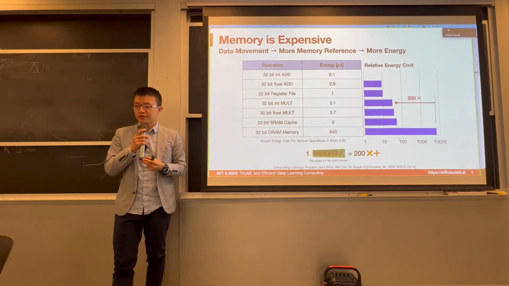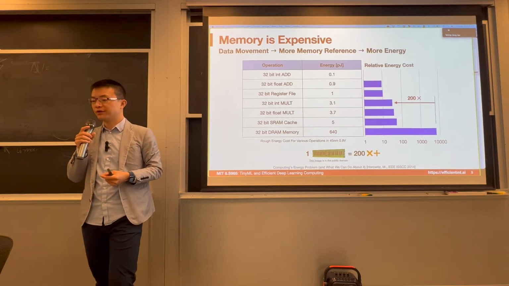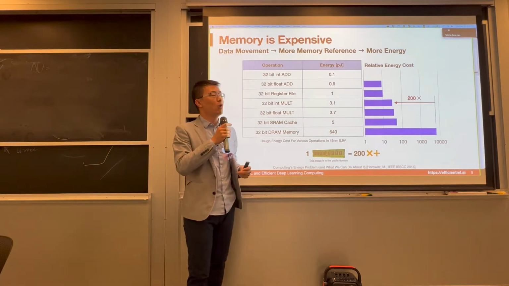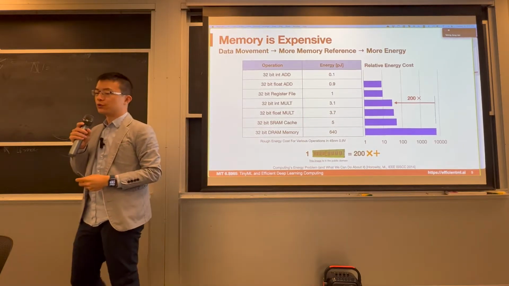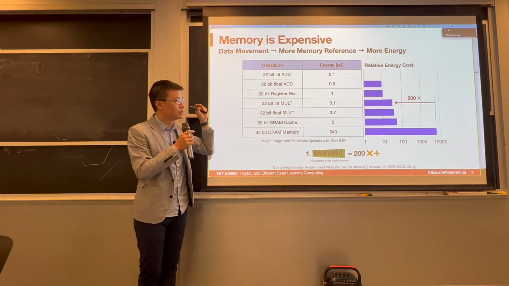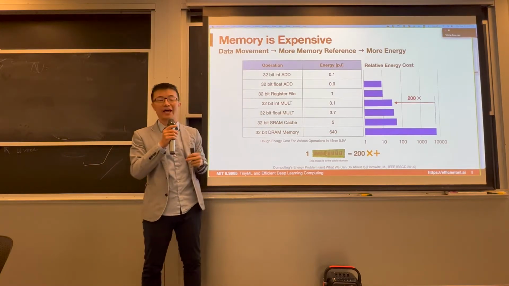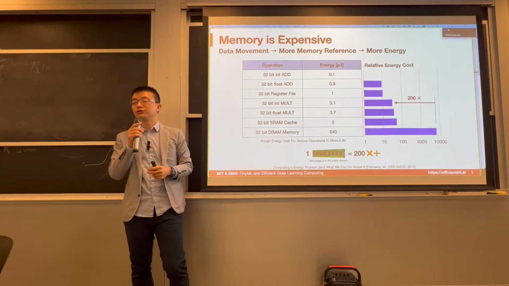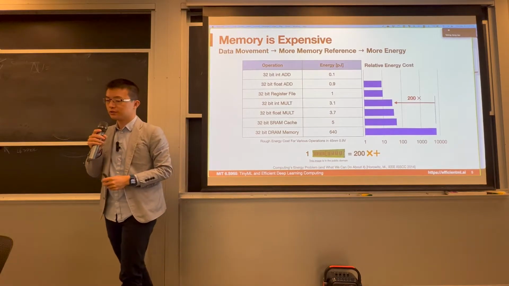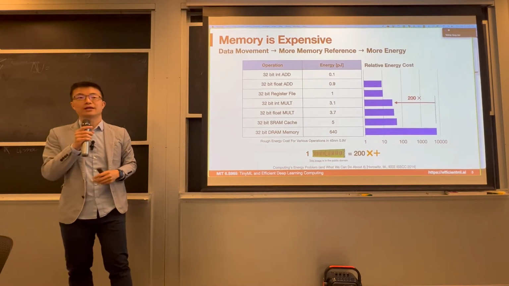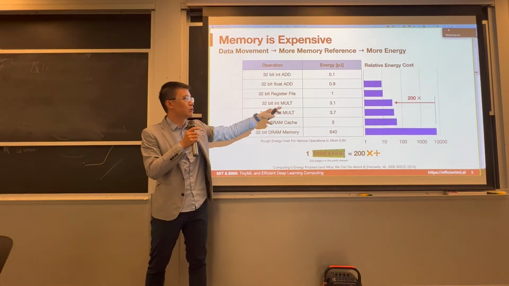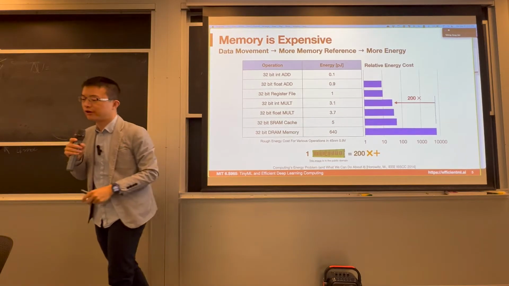Another important concept is that memory is much more expensive than computation. More data movement means we need to do more memory references, which will lead to a higher amount of energy consumption. This table shows the energy for different operations: a 32-bit add consumes only 0.1 picojoules, a 32-bit float add takes about 0.9 picojoules, and accessing the register file takes about 1 picojoule. They are both pretty small. Multiplication, 3 picojoules. Accessing cache, 5 picojoules.